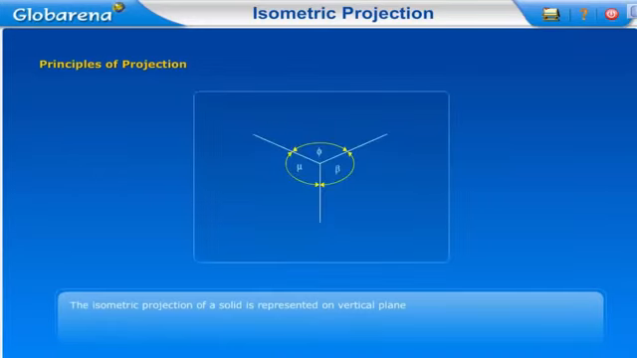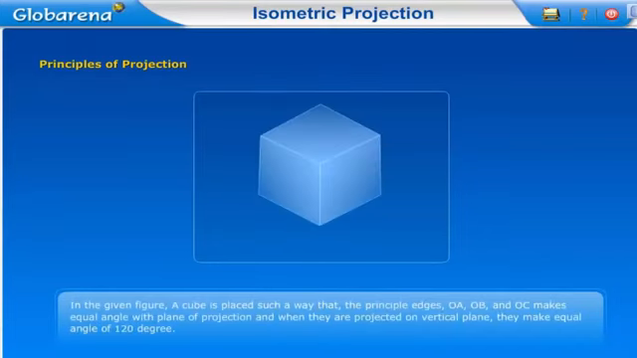The isometric projection of a solid is represented on a vertical plane. In the given figure, a cube is placed in such a way that the principal edges OA, OB, and OC make equal angles with the plane of projection, and when they are projected on the vertical plane, they make equal angles of 120 degrees.